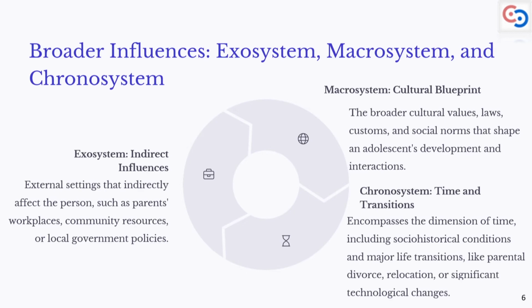The macrosystem is more like a cultural blueprint. Wherever the adolescent stays, the laws that are followed or the cultural values that are followed can have a big influence over the child's development, and that can be understood as the macrosystem. Then we have the chronosystem, which can be understood as time and transition. Any big transition in the person's life, such as parents getting a divorce, shifting cities, or the broader influence of technology over the adolescent's life, can be understood as the chronosystem.